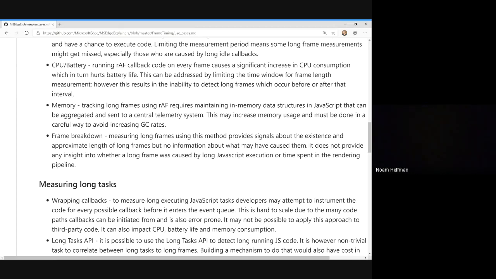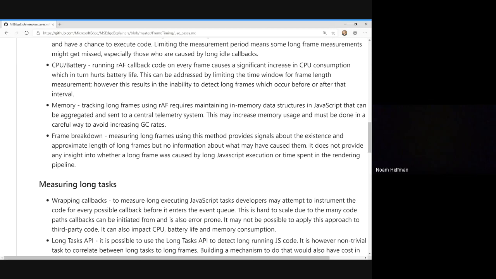And the last thing is, when we measure frames, we only know when we had long frames, which is equivalent to the frame drops, but we don't know any cause for those long frames. We don't know if there are long tasks, and even if we're using the long task API to track long tasks, it's really hard to correlate between them.